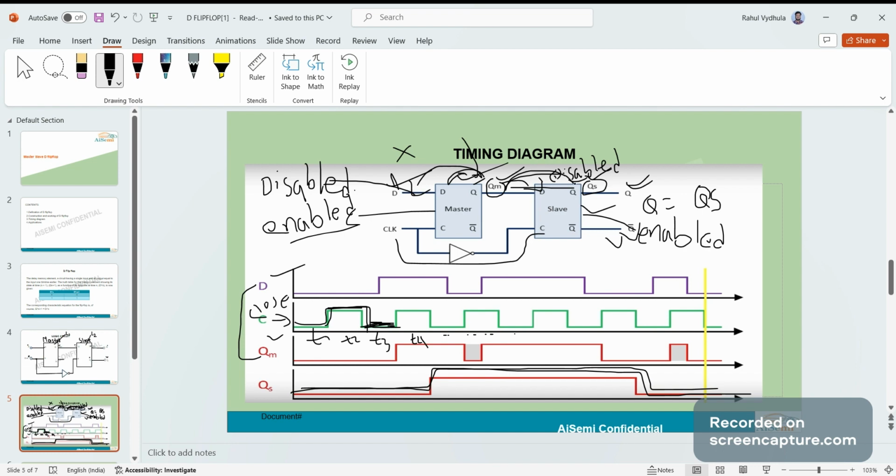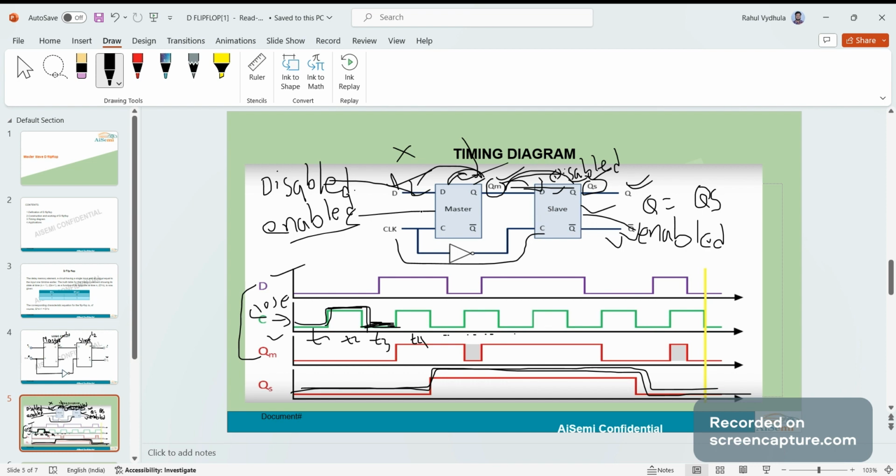And why is it happening? Because there is nothing stopping it. Because it is in enable condition, it is flowing directly through this. That's why it is changing only once. Here this scenario is not happening.